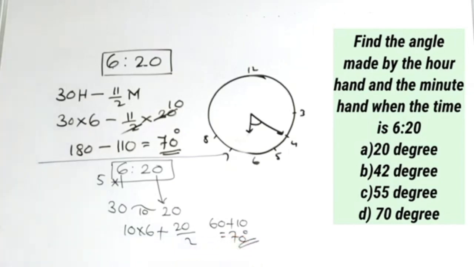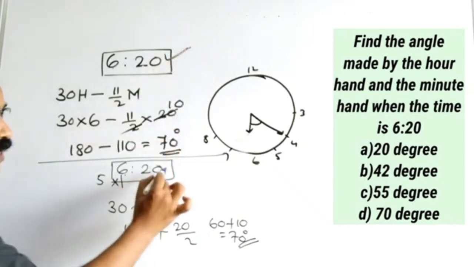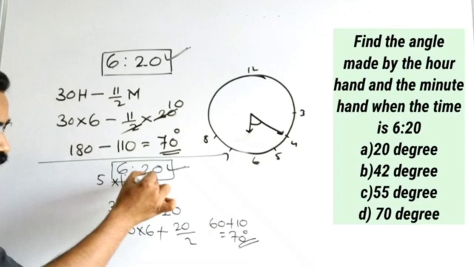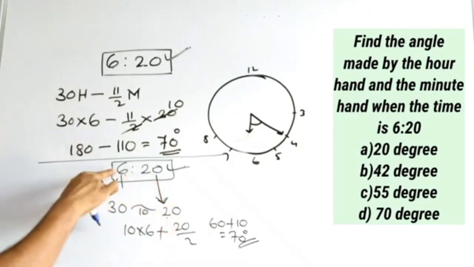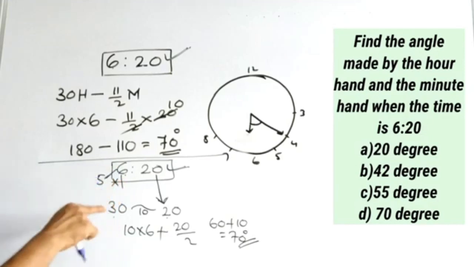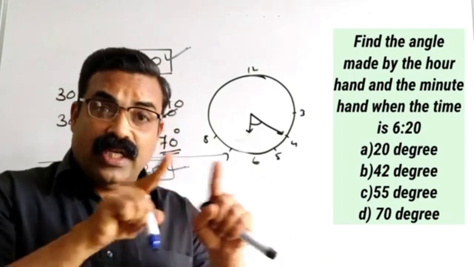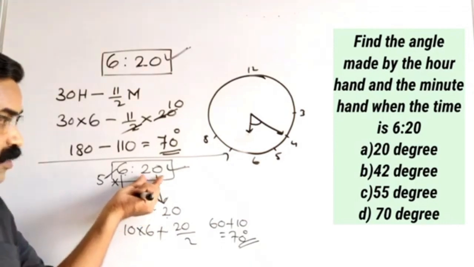Understand very clearly. What we have to do: the time given is 6:20. So we have written that 6:20 here. After writing the 6:20, the minute 20 you write the same way. 20 is 20 only. The 6 is multiplied by 5. 6 into 5, 30. In the previous question we saw there is no difference. 20, 20, 40, 40, the same number came. So we just divided by 2.